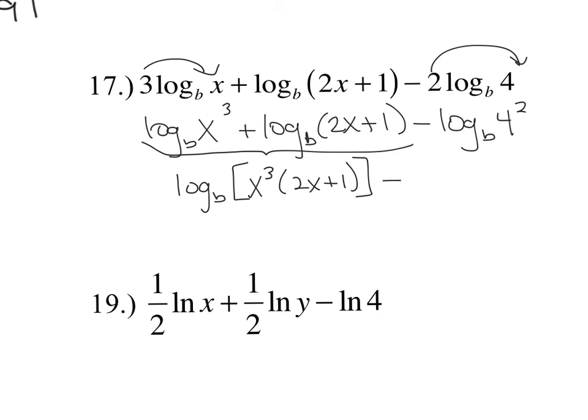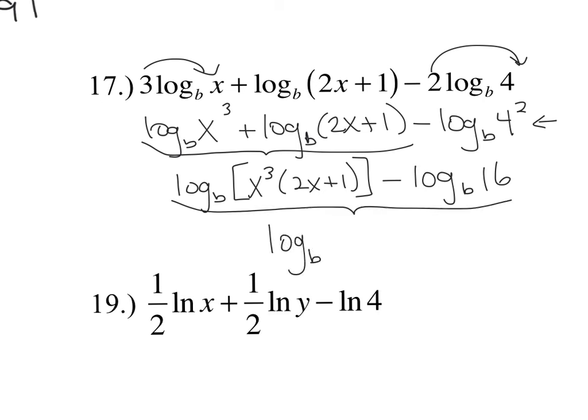And then I'm going to just bring down the last log, and I'm going to go ahead and evaluate the 4 squared. So 4 squared is just 16. And then I'll condense down one more time. I have two logs. I'm going to condense them down into one. And then it is subtraction, so that means that I'm going to divide. So I'll have x cubed times 2x plus 1 over 16.